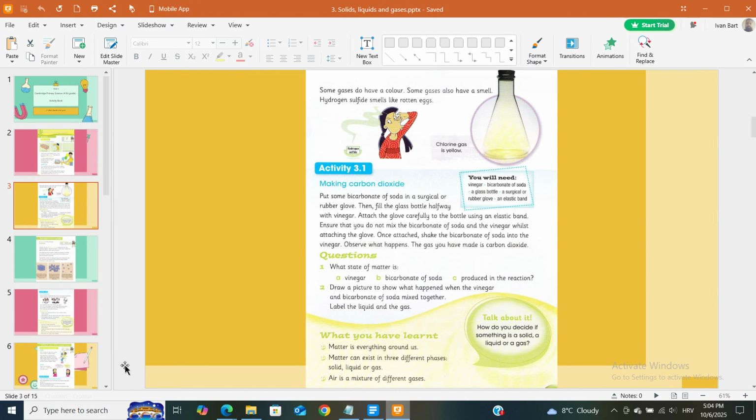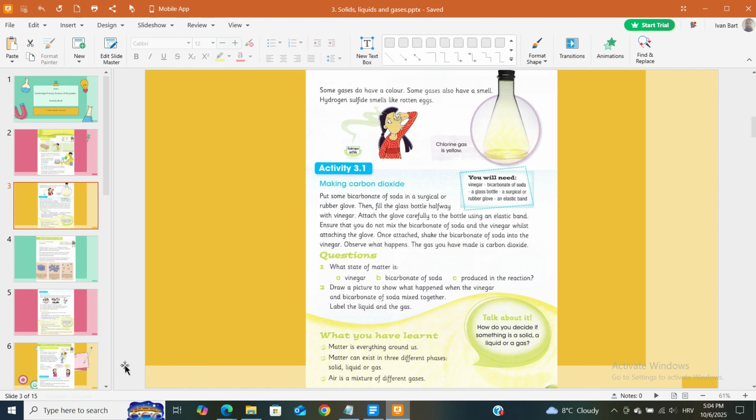What you have learnt. Matter is everything around us. Matter can exist in 3 different phases: solid, liquid or gas. Air is a mixture of different gases. Talk about it. How do you decide if something is a solid, a liquid or a gas?